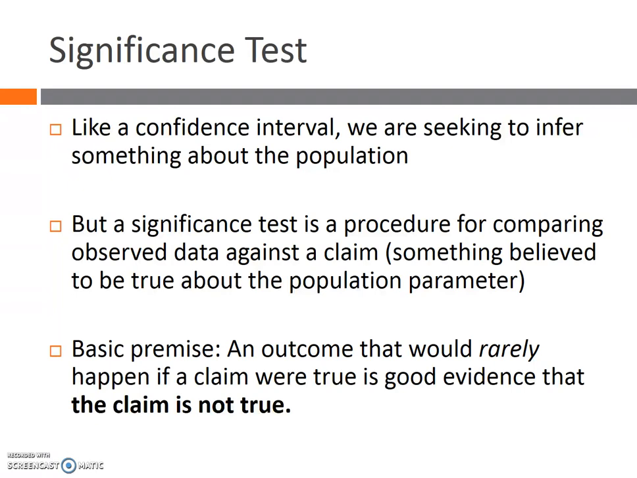So, here's the basic idea of this whole chapter. If an outcome would rarely happen if that claim were actually true, that's going to be good evidence that the claim is not true. If it's not likely to occur, then it's probably not true, if we get that from our sample.